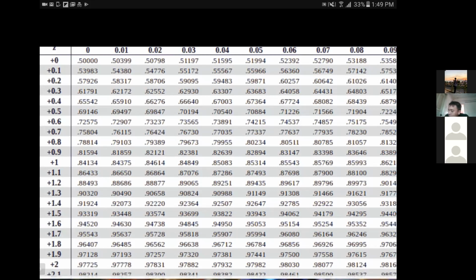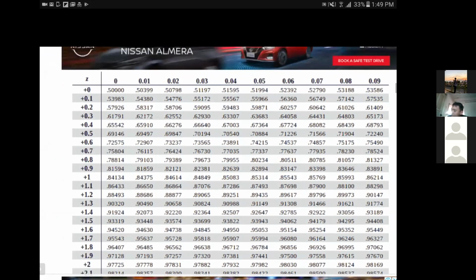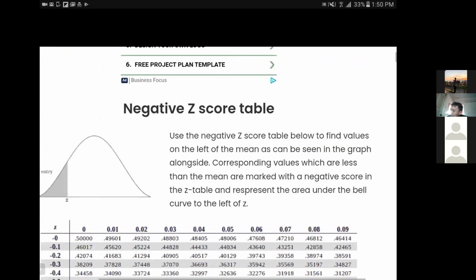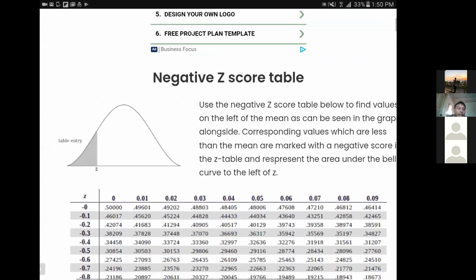Okay, so the z-table gives us yung mga values sa gitna na yan, yung mga hindi naka-bold. Probabilities siya, area to the left, nakalagay naman sa taas. Corresponding values which are less than the mean are marked with a negative score in the z-table and represent the area under the bell curve to the left of z. Okay, so ano yung z-score natin na nakuha? -1, di ba? And gusto natin kunin yung area to the left ng -1.